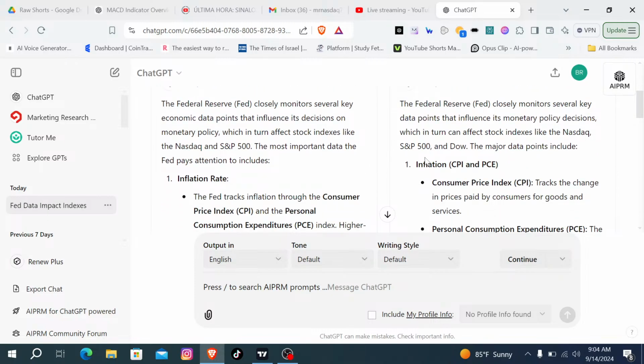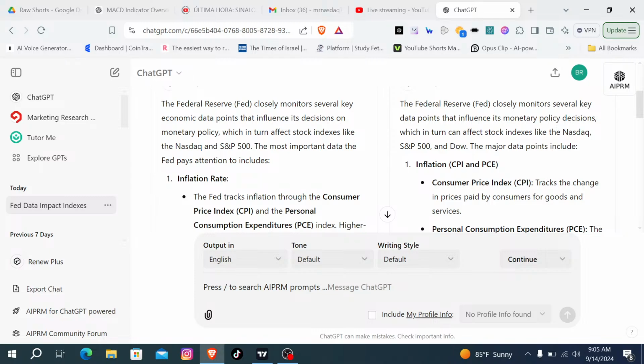So, anyways, see this right here? It says inflation, CPI, consumer price index, and I forgot about this one, but it says right here. So you just go to ChatGPT, ask it, and it'll tell you more.